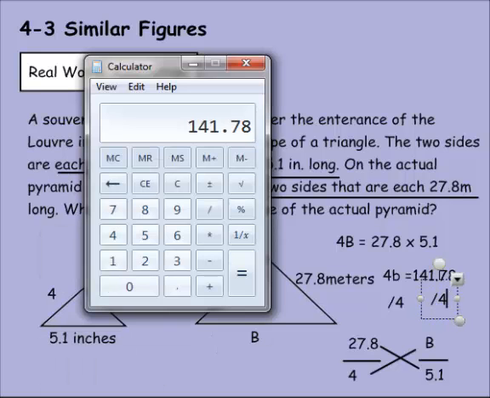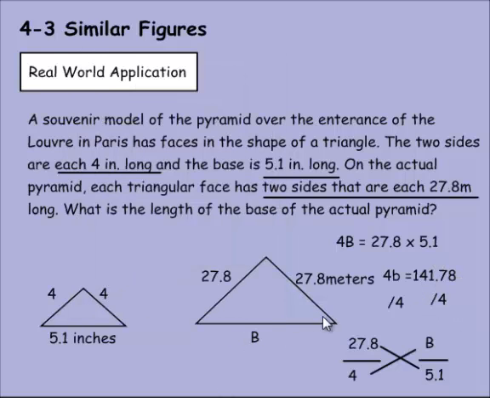So 141.78 divided by 4 is 35.445. So B equals 35.445. And then that would be in meters. So my answer would be 35.445 meters.